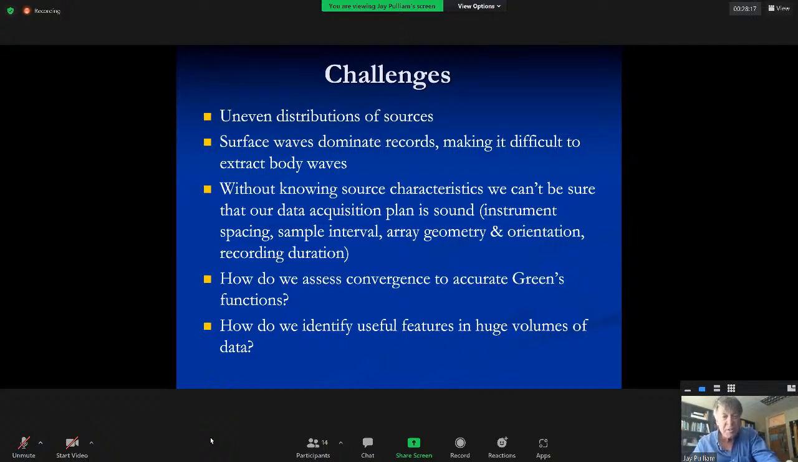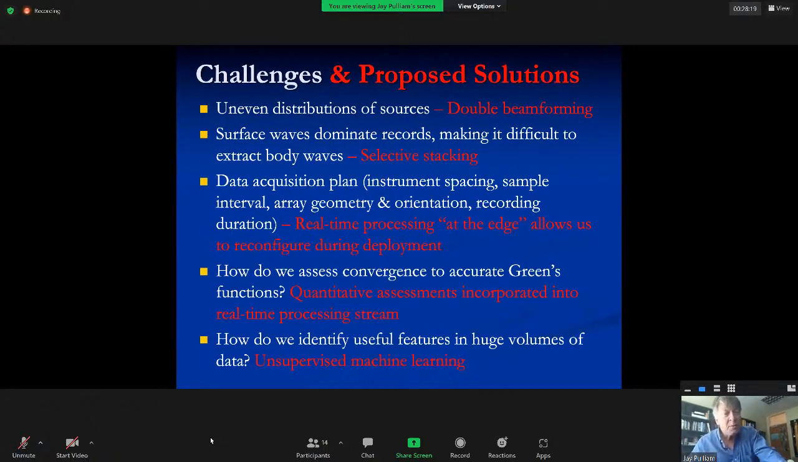So just in case you wanted to end the day early, I'm going to give you my solutions to all of these things right up front and then give you some more details afterwards. So for the uneven distribution of sources, there's a technique that's been used in all kinds of wave propagation problems, including radar and many other things for decades and decades. It's called beamforming. It's basically tuning the array so that it's more sensitive to waves coming from a certain direction.